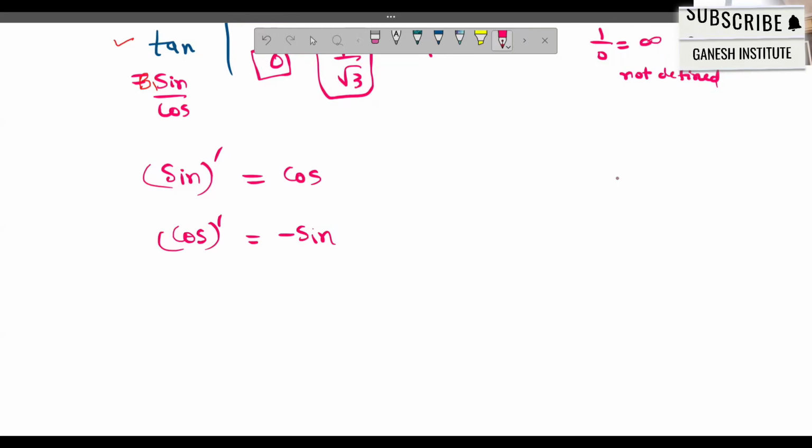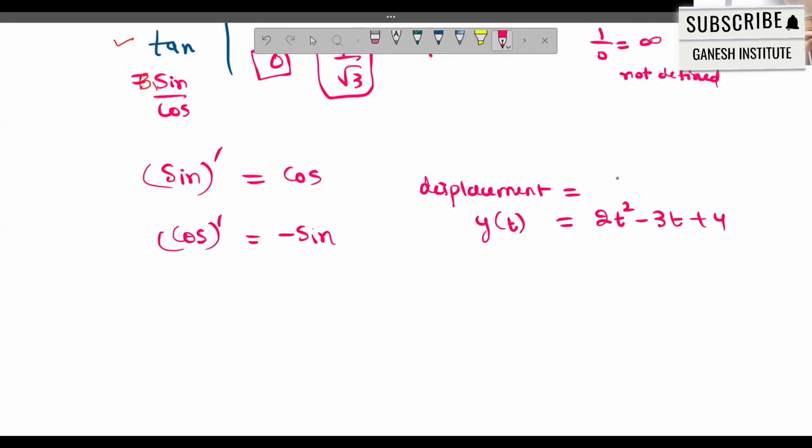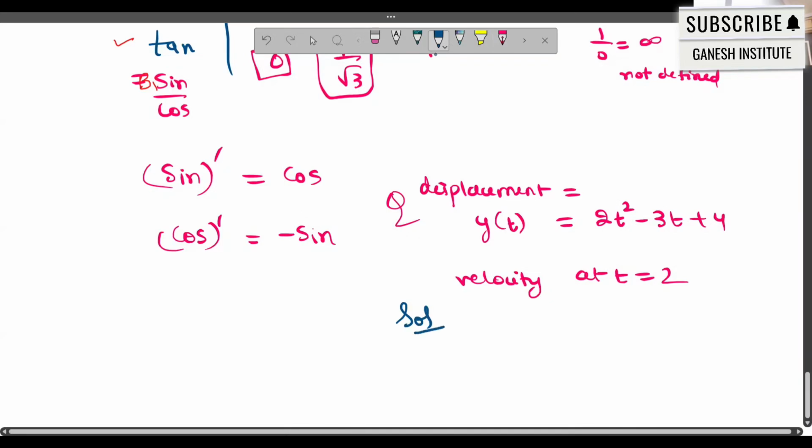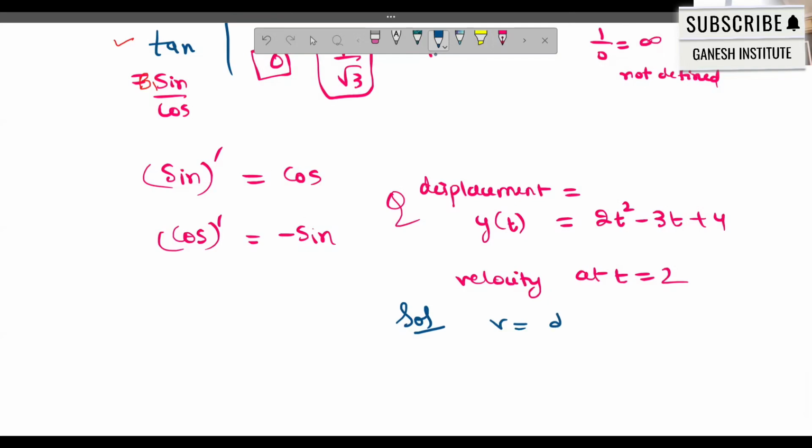Now, tell me, if I have displacement as a function of t, 2t square minus 3t plus 4, what will be the velocity at t equals 2? Okay, so velocity is displacement upon time.